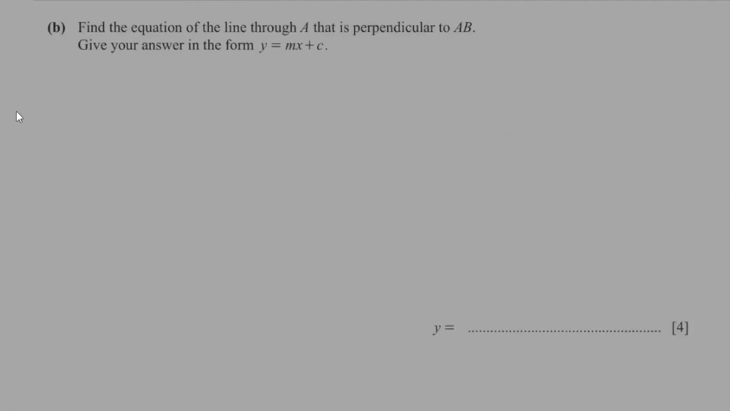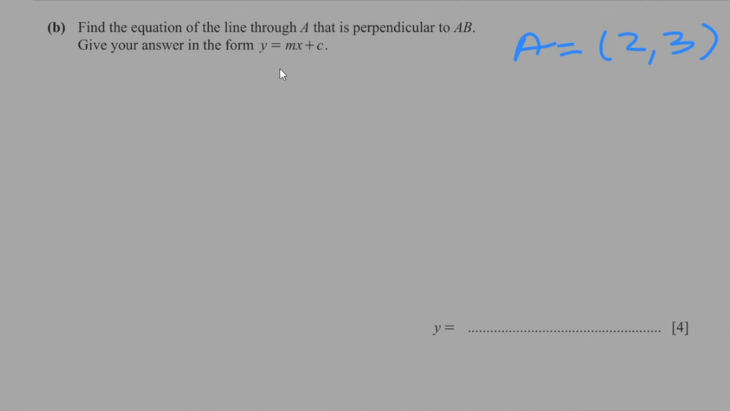B, find the equation of the line through A that is perpendicular to AB. Give your answer in the form y is equal to mx plus c. Alright, so the statement, the equation of the line through A, means that the line is going through A, and that should mean the coordinates of A is one of the points on the line which the question is asking about. Now for this equation we need to find the gradient and also the constant. To know the gradient, we need to find the gradient of the previous line, and then using the formula of perpendicular lines we can calculate the gradient of the second line.